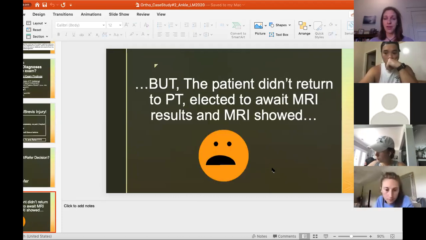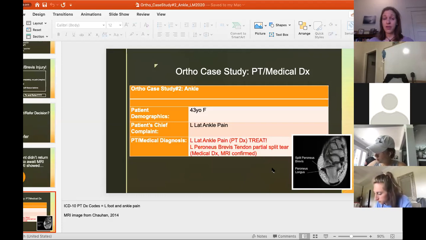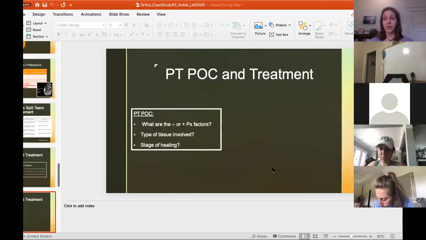So here was what happened. Well, the patient didn't return to physical therapy. I evaluated her. She was kind of a one and done patient. She wanted to wait and see what was going on in the MRI, and the MRI showed a peroneus brevis tendon split tear, a partial split tear. That's kind of interesting, right? So now we have this MRI that's diagnosed the issue. We had an idea that it was probably consistent with peroneal dysfunction, but I wasn't sure whether there was a tear. There's no way I was going to make that diagnosis clinically, but the imaging corroborated what we were seeing in clinical exams, so that's kind of neat.